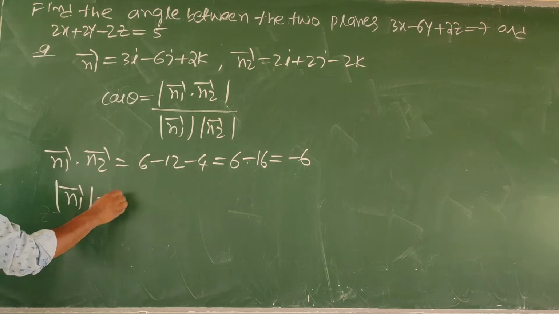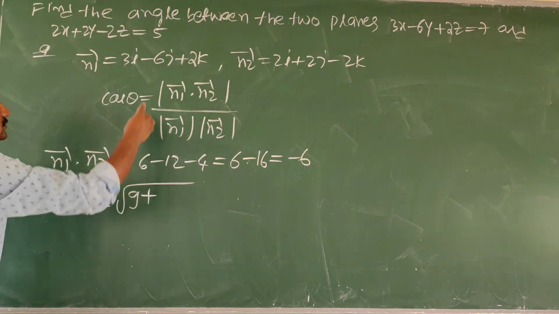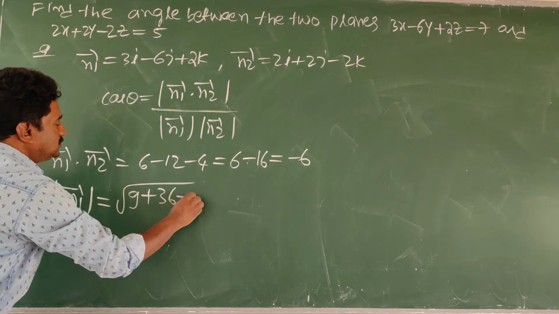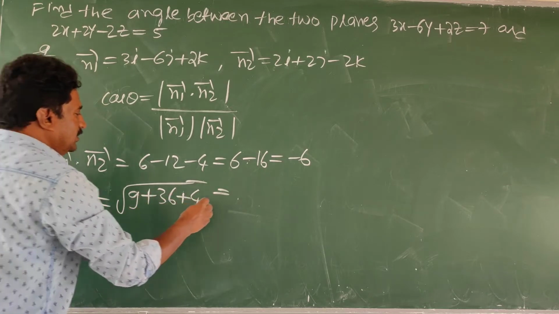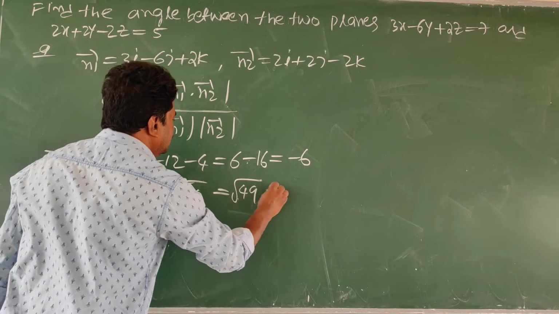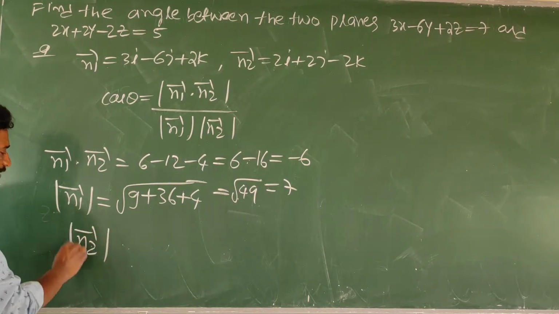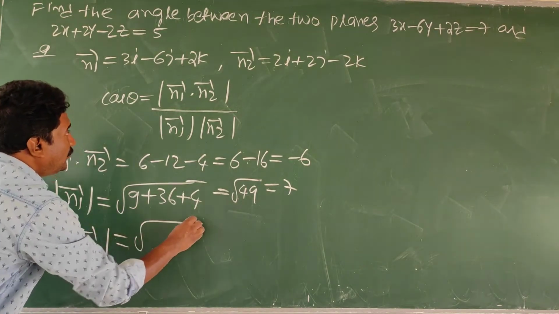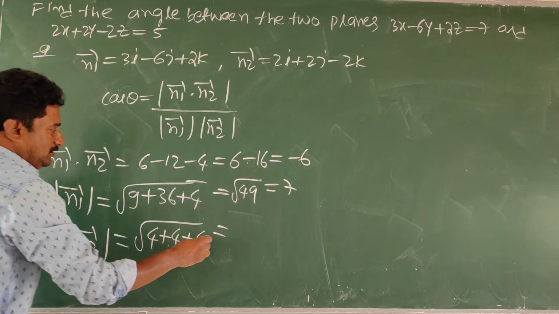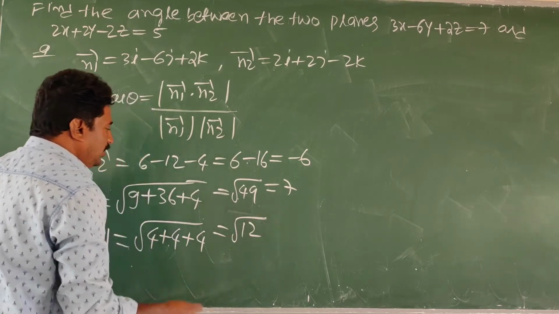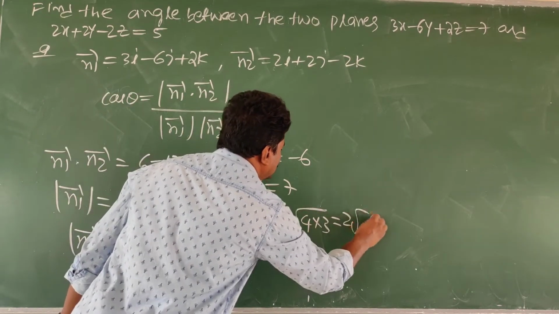Next, length of n1. It is root of 9 plus 36 plus 4, which is 49, so root 49 is 7. Next, length of n2. It is root of 4 plus 4 plus 4, which is root 12. 12 is 4 times 3, so that is 2 root 3.